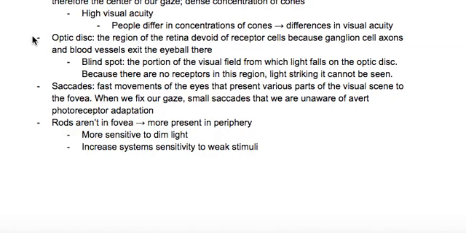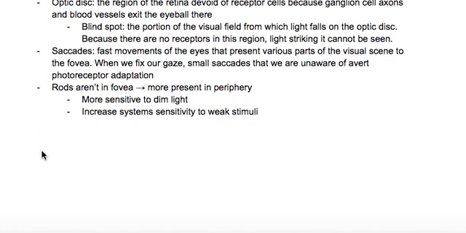The optic disc is the region of the retina devoid of receptor cells because ganglion cell axons and blood vessels exit the eyeball here. This is called the blind spot because we can't see anything there. Saccades are fast movements of your eye that present various parts of the visual scene to the fovea. When we fix our gaze, there are still small saccades that we are unaware of that avert photoreceptor adaptation. If the saccades didn't continue to happen, if we stared at something for a long time, we'd eventually not be seeing anything because there would be an adaptation to the stimulus.